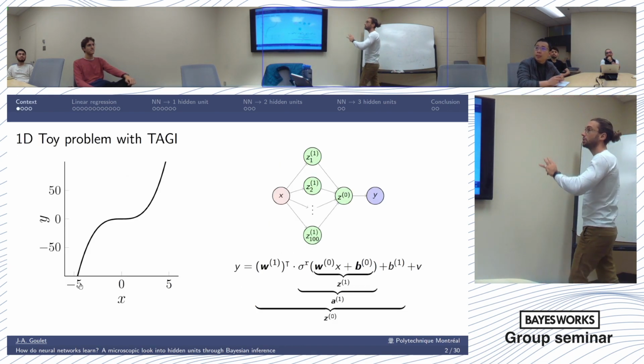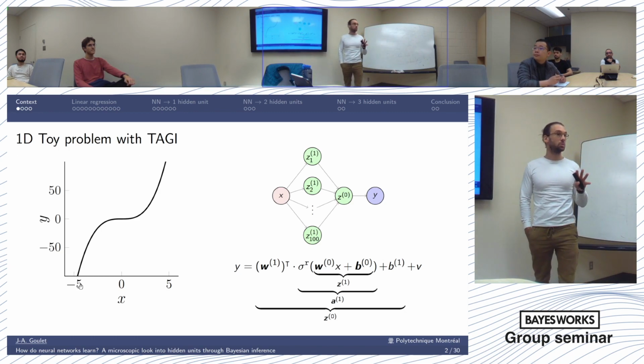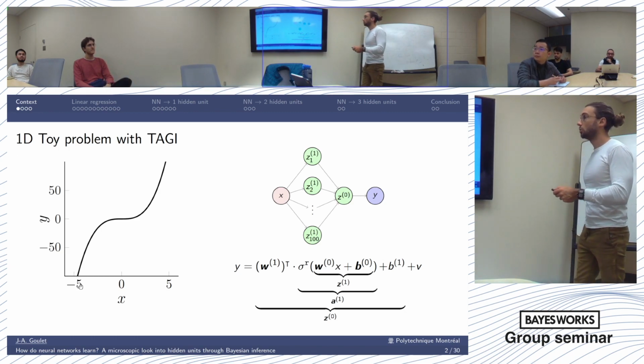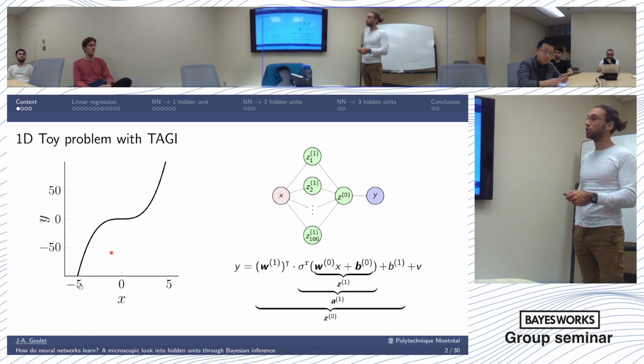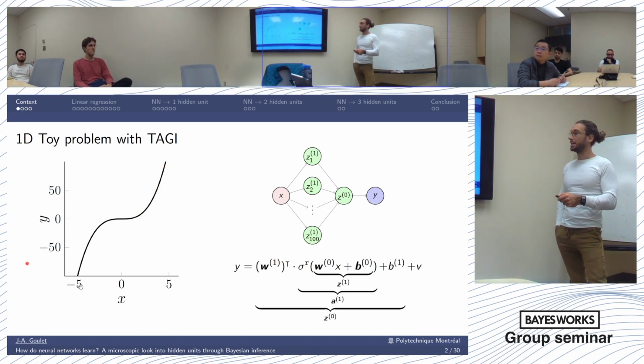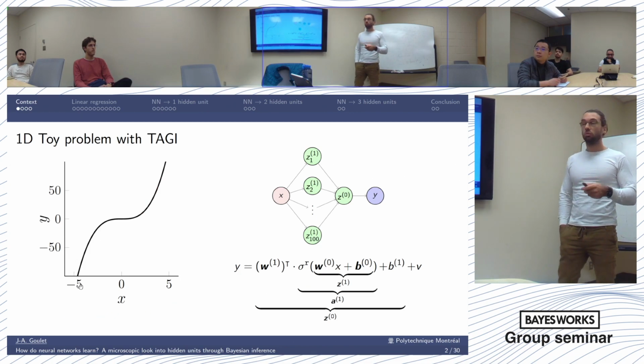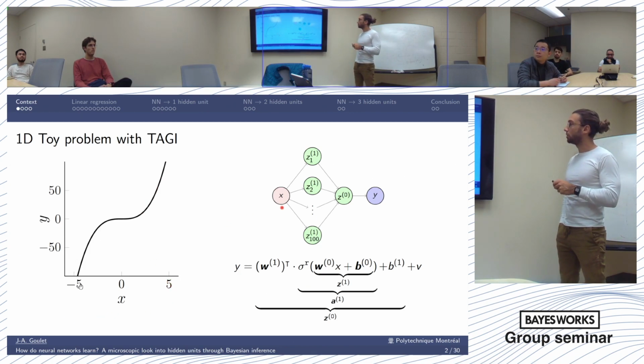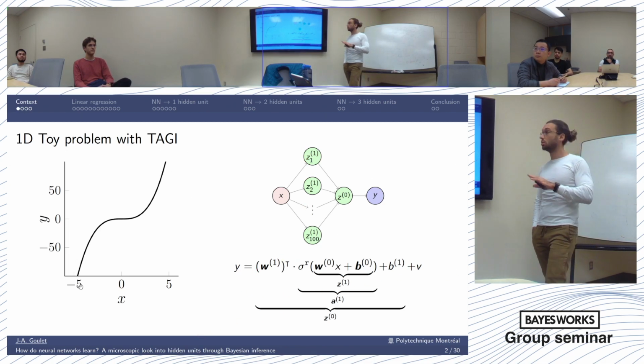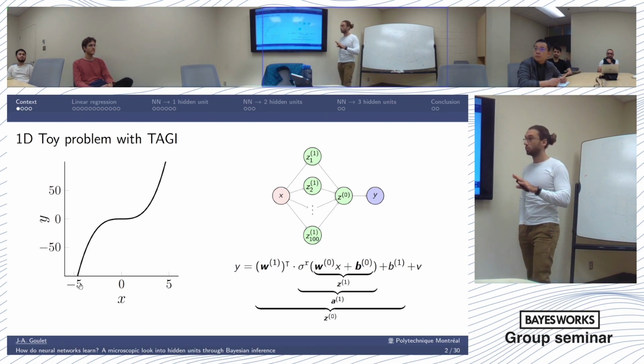Okay, so if we start with a very small problem that we typically solve with TAGI, what we have here is the function we're trying to learn, the relationship between some output y and the input x. We're going to do this with a single hidden layer neural network, a very simple network that we can write in this form. This is nothing special, this is a typical one hidden layer feedforward neural net.